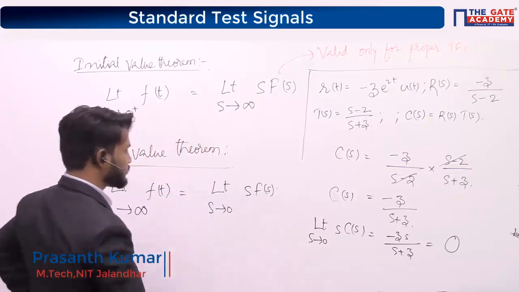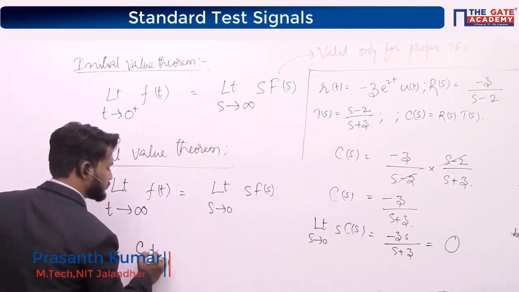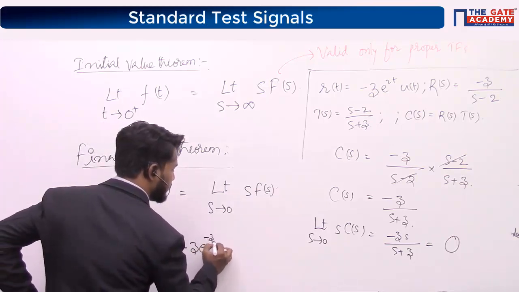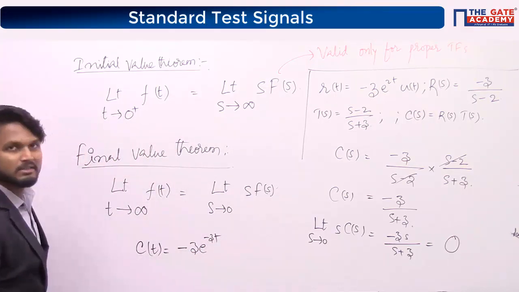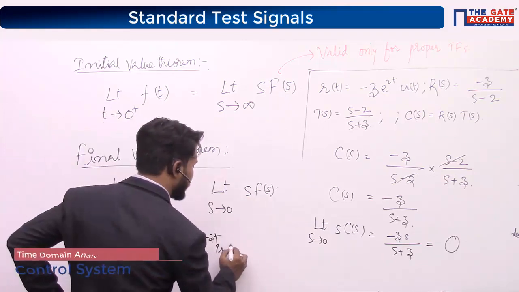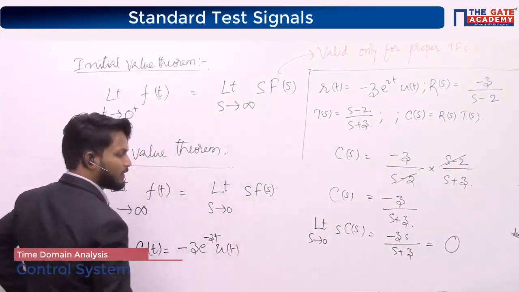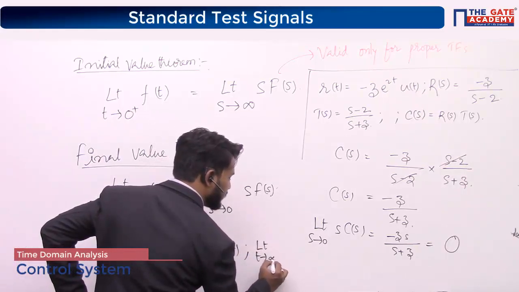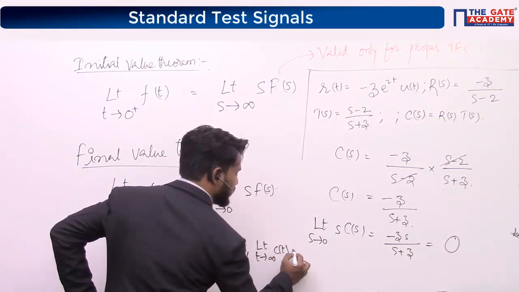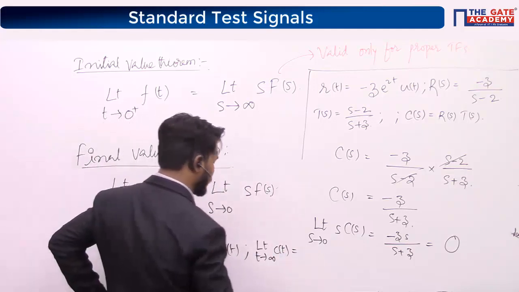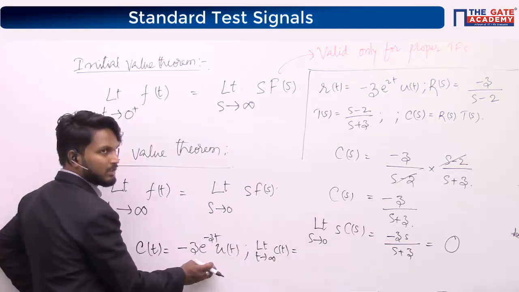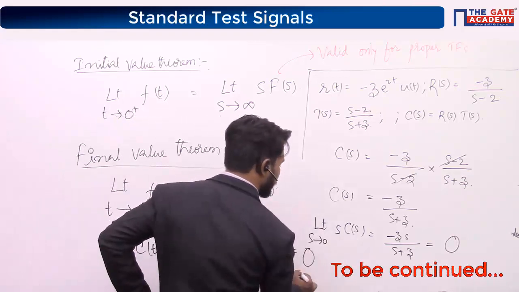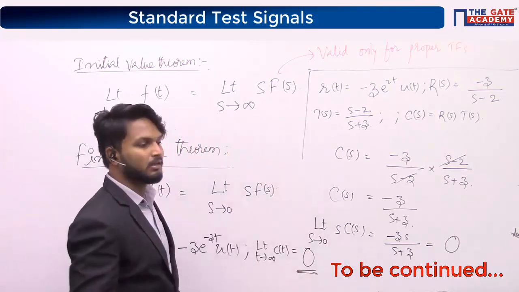You can also get the final value from c of t. c of t is minus 3 e power minus 3t multiplied by u of t. So the final value of c of t is limit t approaches infinity c of t. If you put infinity in this, e power minus infinity is 0. So either way you can get the answer.